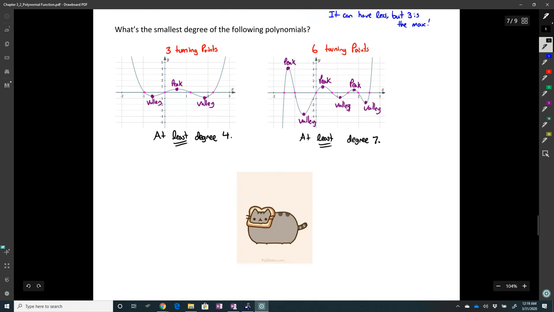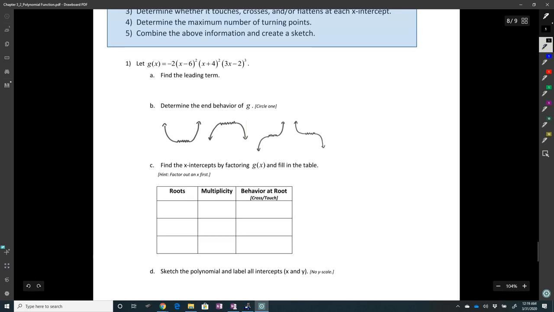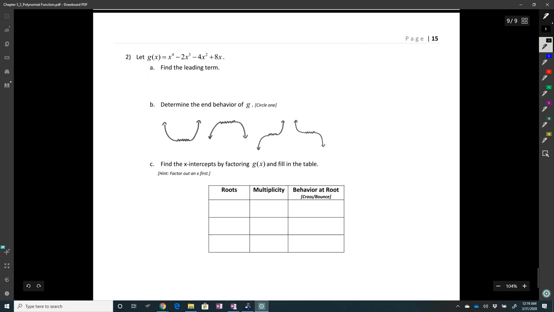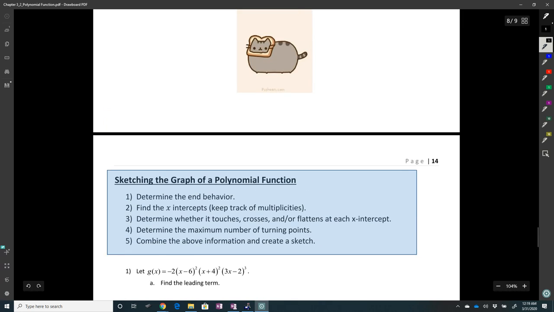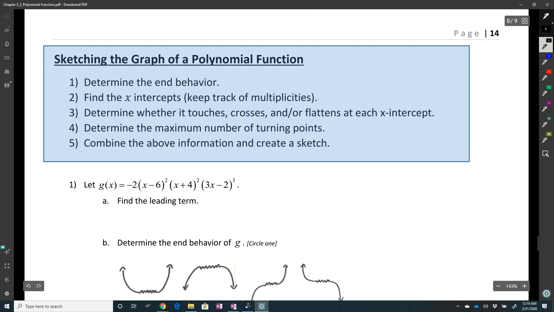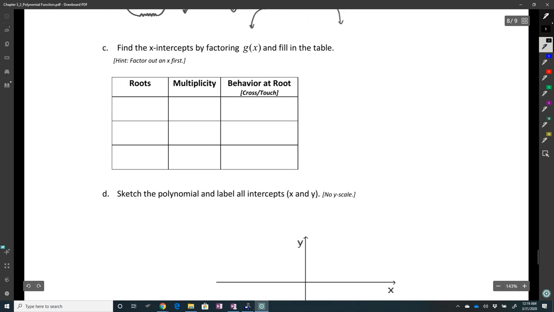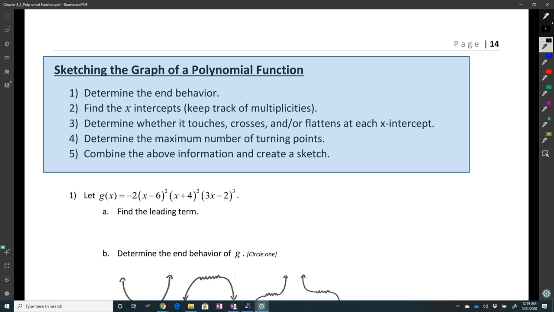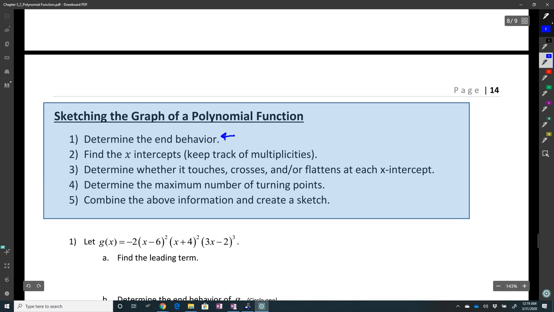Now the very last thing for this section, I'm going to do this first one, and then I'm going to leave the last page for you all to do on your own. But finally, what they want you to do is to combine everything that we've done in this ginormous section and to piece it together to create a sketch of our graph. Okay? So what we're going to do is we're going to determine the end behavior. And by the way, this is the test question.